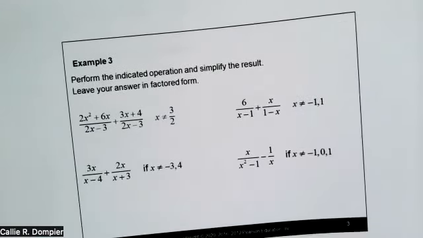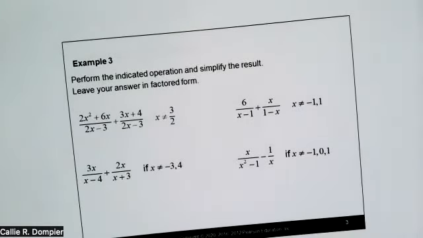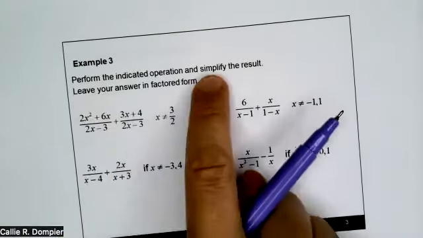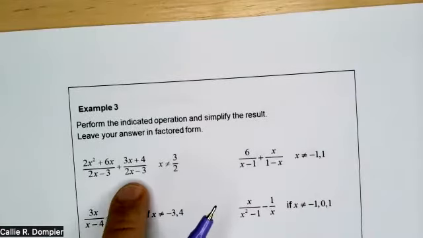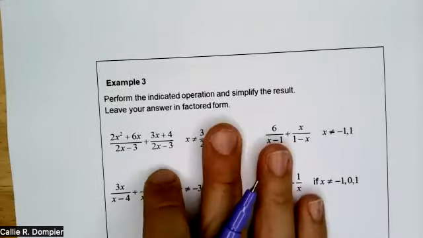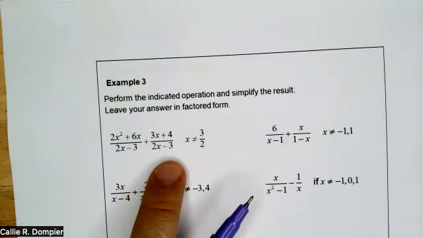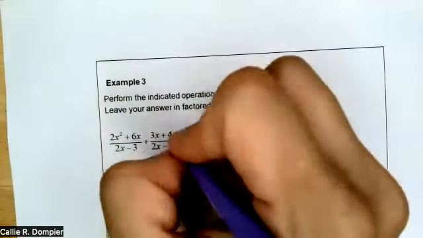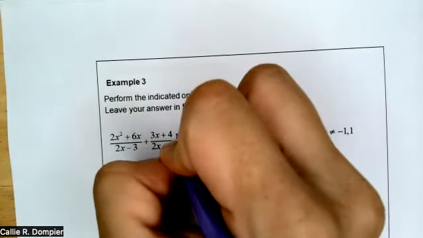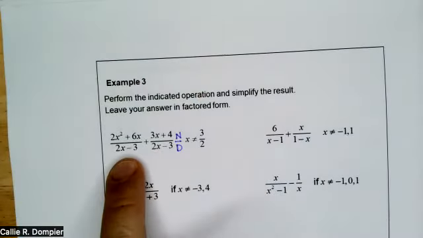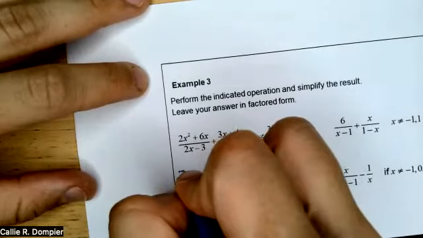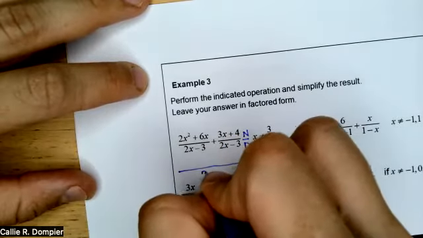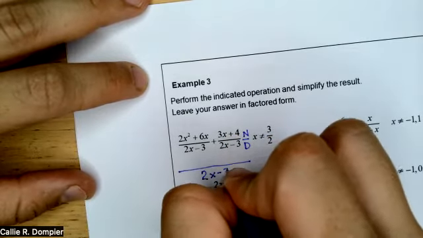All right, now we are adding. Perform the indicated operation, simplify the result, leave it in factored form. When you're adding or subtracting a fraction, you need a common denominator. So again, that's the numerator, that's the denominator. You need your denominators to be the same. Luckily, these denominators are the same, so we can just write that denominator once, 2x minus 3.